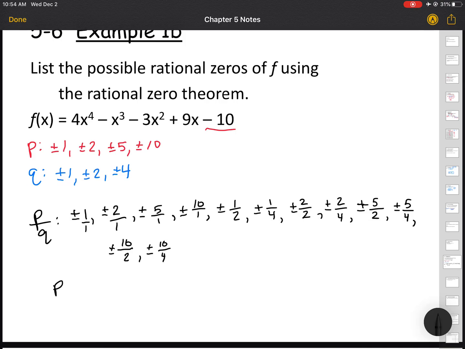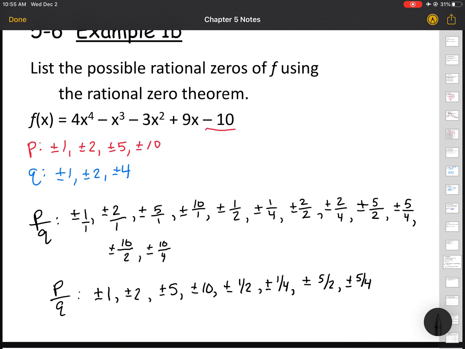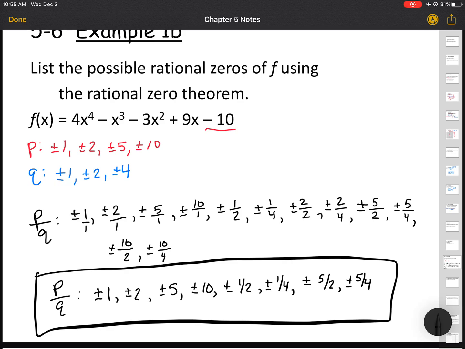But as you can see, there are some repeated in here. We only want to list them one time. So if I go back through and simplify and only pick out the ones that I need, that's plus or minus 1, plus or minus 2, plus or minus 5, plus or minus 10, plus or minus 1/2, plus or minus a fourth, plus or minus 5/2, and plus or minus 5/4. Those are my possible rational zeros of my polynomial f here.